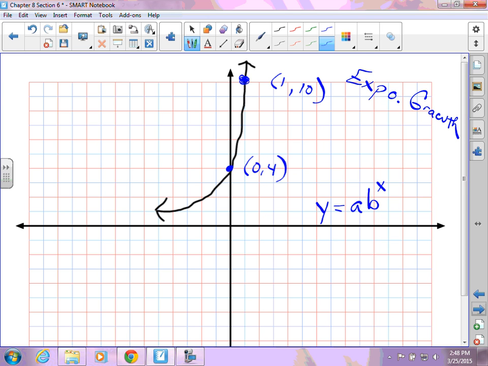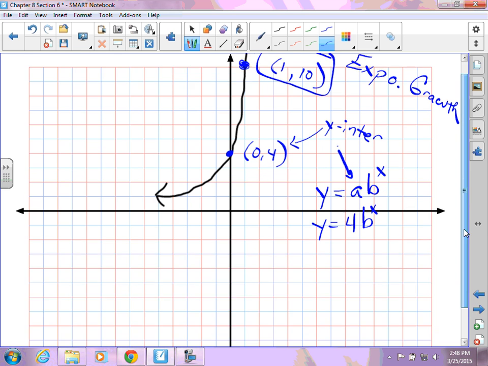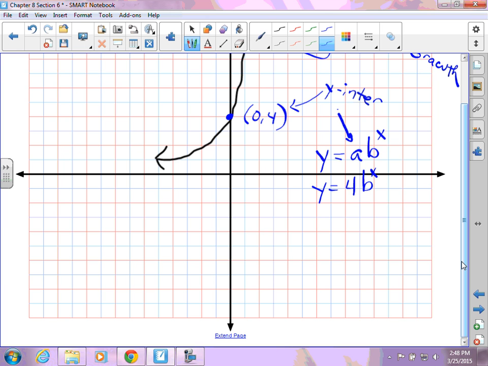And then I'm going to take the ordered pair that I have right here, and plug it in for my x and y, because I don't know what my b is. So my y I said was 10, and my x was 1, right? So if I want to get this b by itself, I'm going to divide by 4 on each side. So this ends up being 2 1/4 as my b.